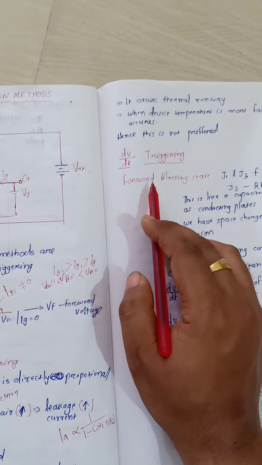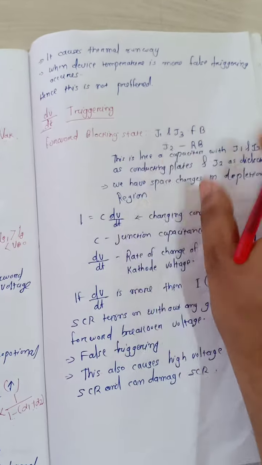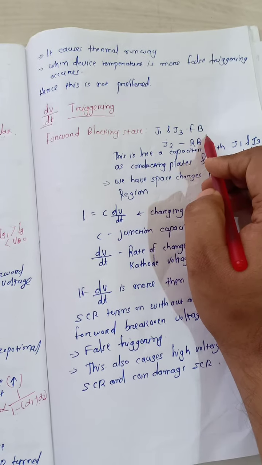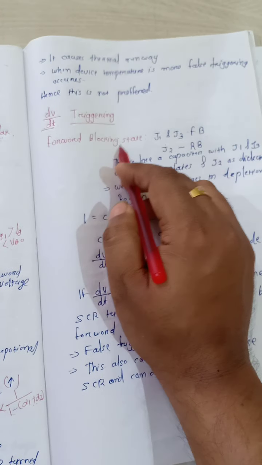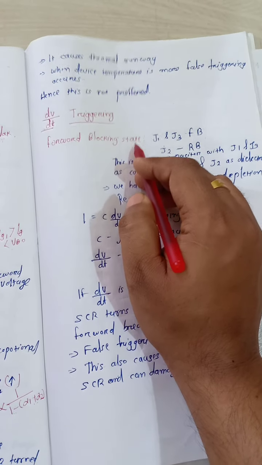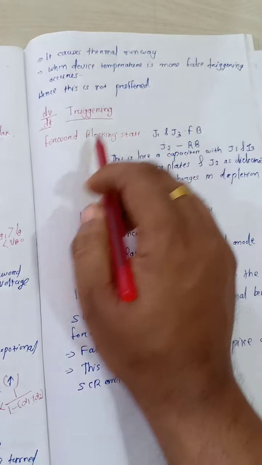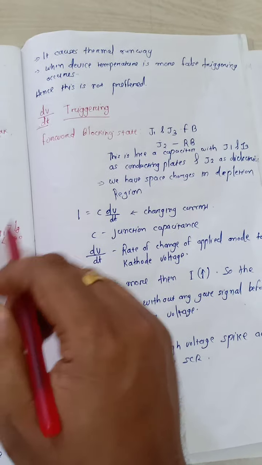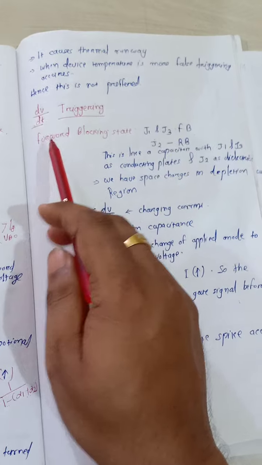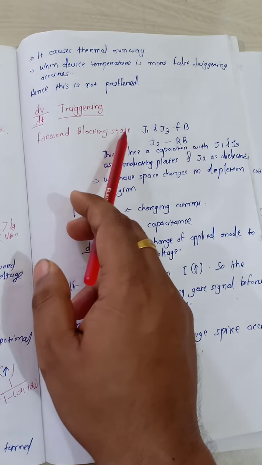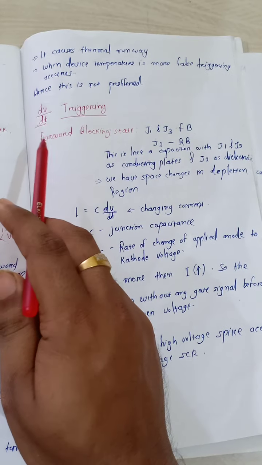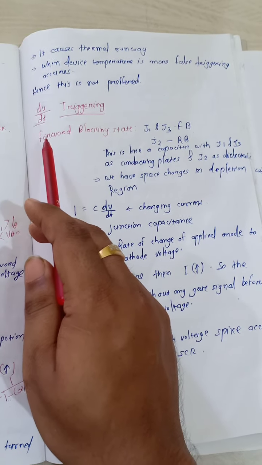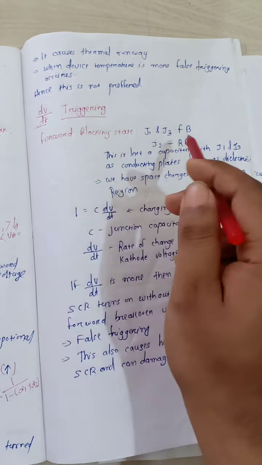So what happens in the forward blocking state? J1 and J3 get forward biased. So you all know about forward blocking and forward conduction mode. Forward blocking state is also called the off state. Initially our device is in off state, and then we shift our forward blocking state to forward conduction state by various procedures, and I am discussing those procedures. So in forward blocking state, J1 and J3 are forward biased and J2 is reverse biased.